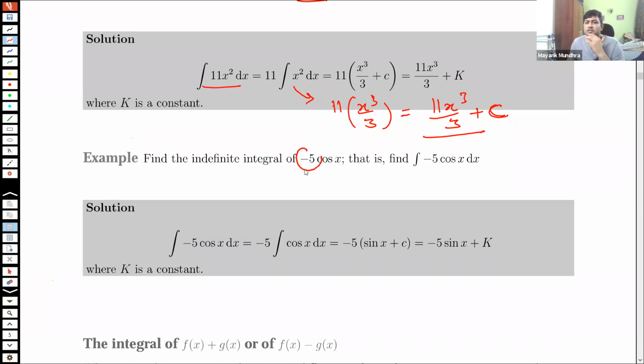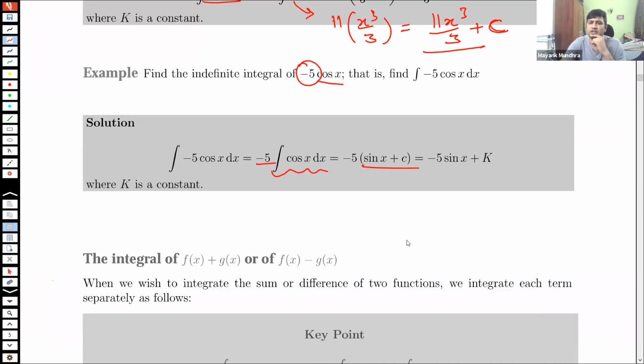Then there are a bunch of other things. Integration of minus 5 times cos x is just minus 5 times integration of cos x. I know from the table that integration of cos x is sin x plus c. So that takes care of everything.